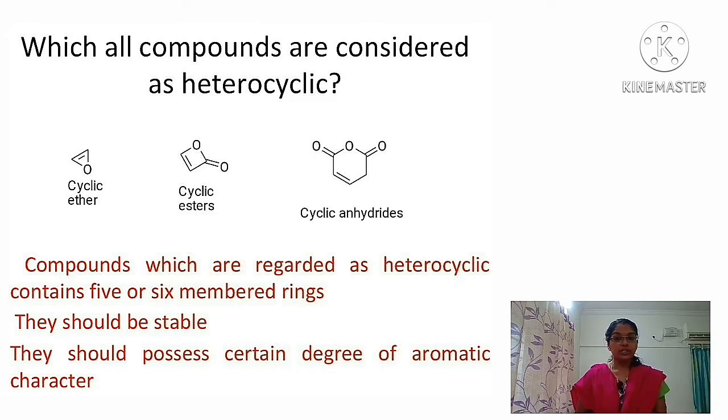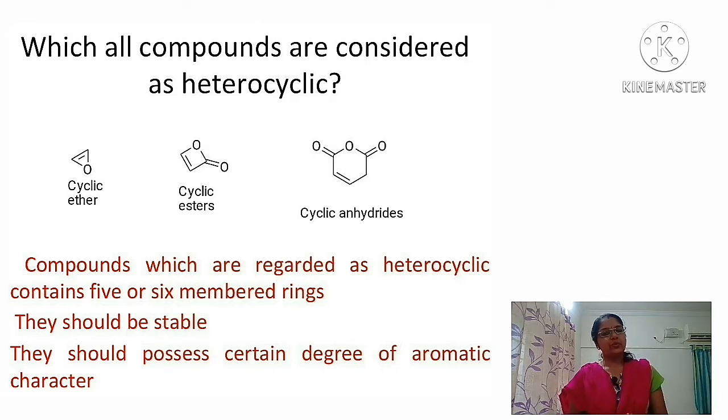Another important condition to be a heterocycle is that it should be highly stable. That means it should not change into an open chain compound by any method. That means by hydrolysis or any substitution reaction, it should not change into an open chain compound. Another important condition is that it should contain a slight degree of aromatic character.